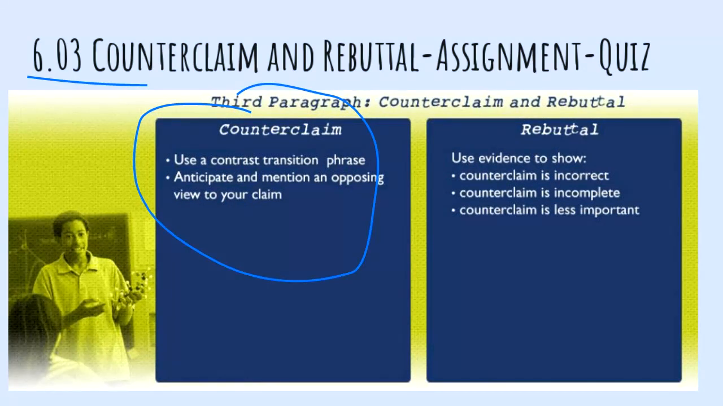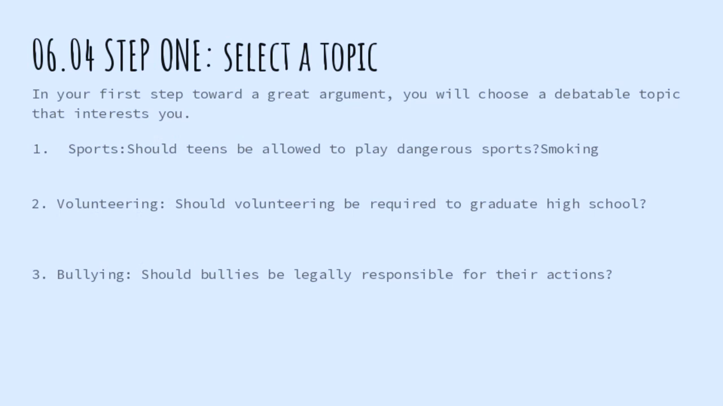All right, 6.04 is really what I wanted to focus on, because in 6.04 you're doing your graphic organizer. For 6.04, you're planning for your argumentative essay, and I wanted to go over more in depth on how to do that graphic organizer, that chart. The first step for 6.04, after you read the lesson, is to choose the topic that interests you. So you have three choices.